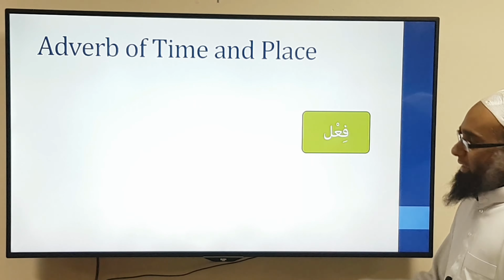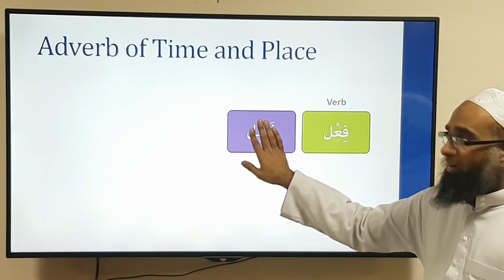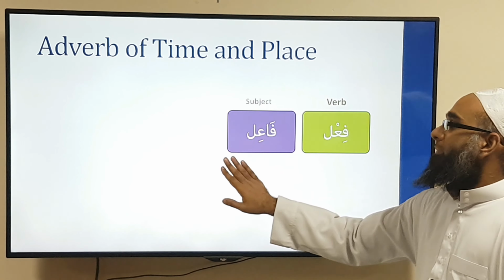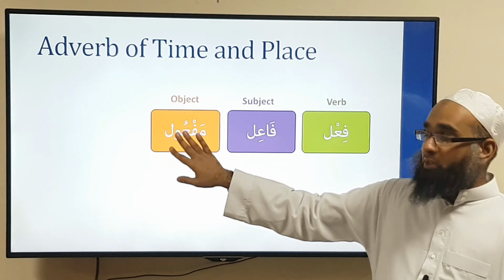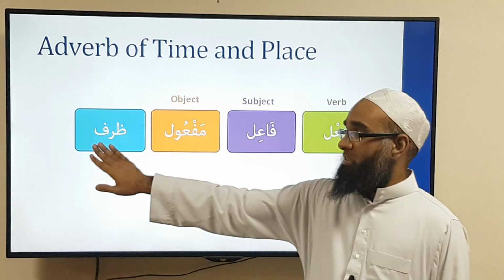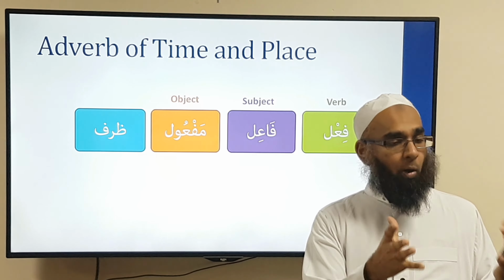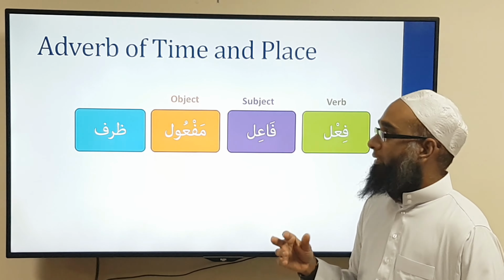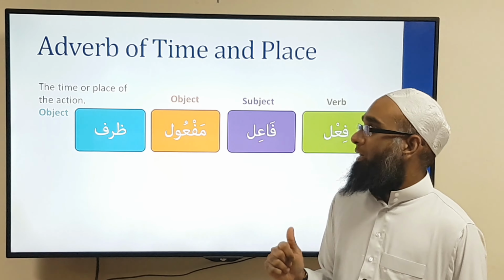So as I said before, we had the fi'l, which is the verb, followed by the fa'il, which is called the subject, followed by the maf'ul, which is the object. And now the new thing I want to explain today is the zarf. Zarf literally means in Arabic a utensil. You have a pot, a container, it's called zarf. And it shows the time or the place of the action.